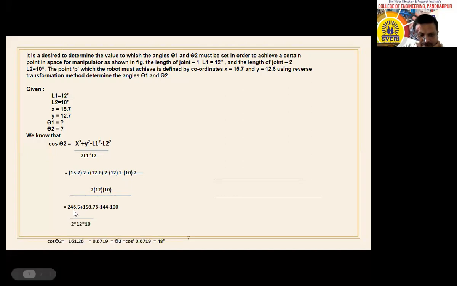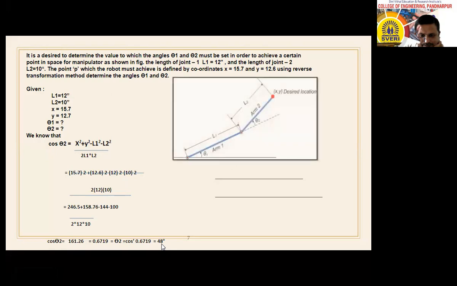We get the value finally as cos theta 2 is equal to 161.26 divided by 240, which is equal to 0.6719. Therefore, theta 2 is equal to cos inverse of 0.6719, which is equal to 48 degree. This is our diagram.